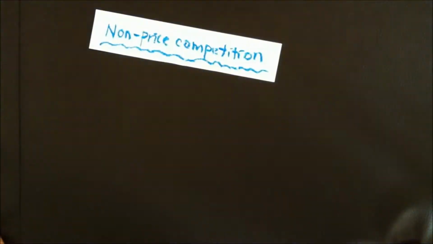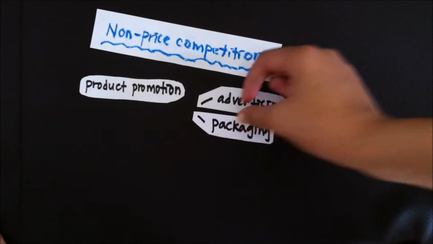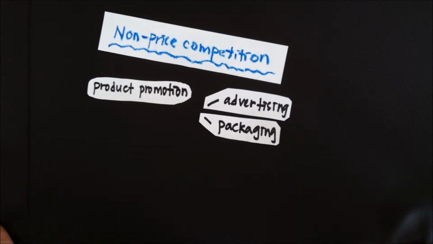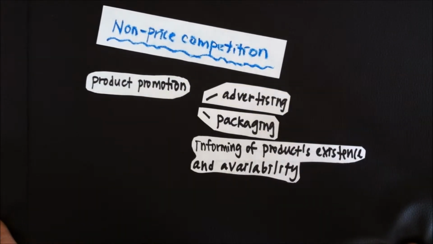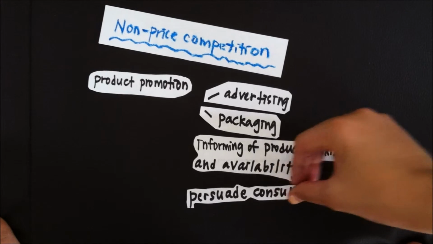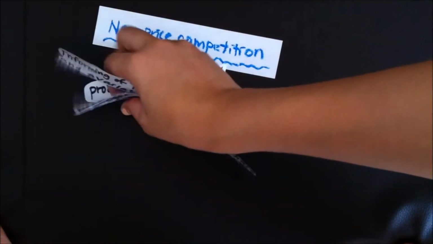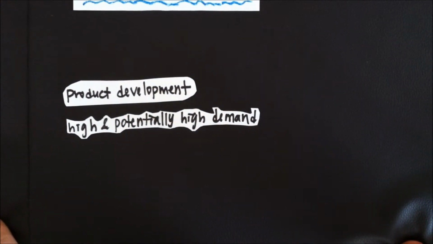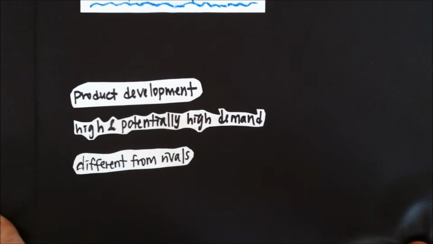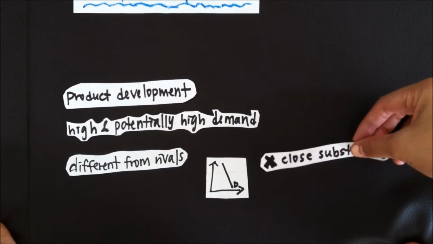Non-price competition is competition in terms of product promotion, such as advertising and packaging, and product development. The purpose of product promotion is to sell the product by informing consumers of the product's existence and availability. It can also deliberately persuade consumers to purchase the product. While product development is to produce a product that will sell well, which has high and potentially high demand, different from rivals' products, which has a relatively inelastic demand due to lack of close substitutes.